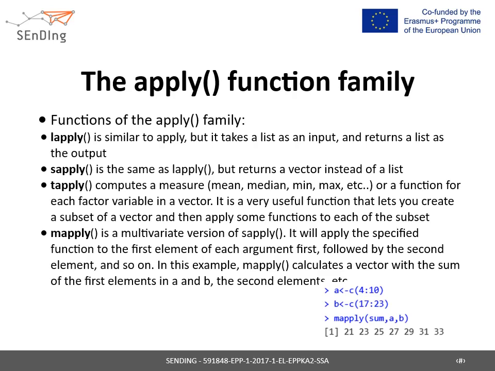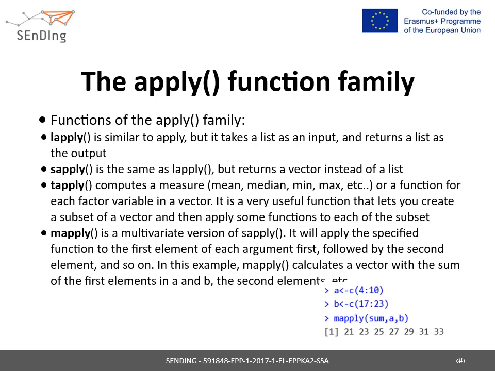The lapply function is similar to apply, but it takes a list as an input and returns a list as the output. The sapply function is the same as lapply, but returns a vector instead of a list. The tapply function computes a measure, mean, median, minimum, max, etc., or a function for each factor variable in a vector. It is a very useful function that lets you create the subset of a vector and then apply some functions to each of the subsets. And the mapply function is a multivariate version of sapply.